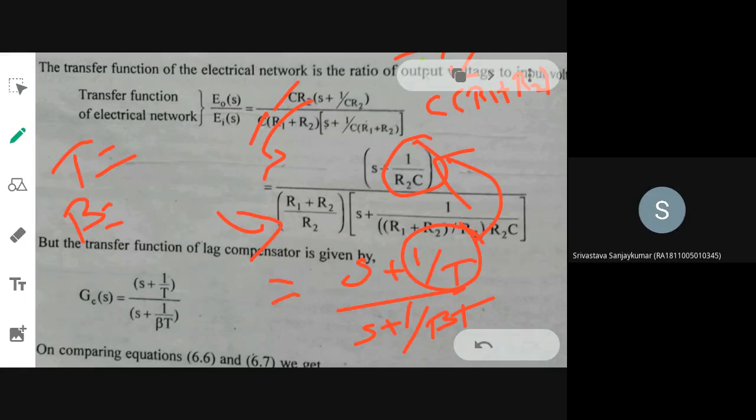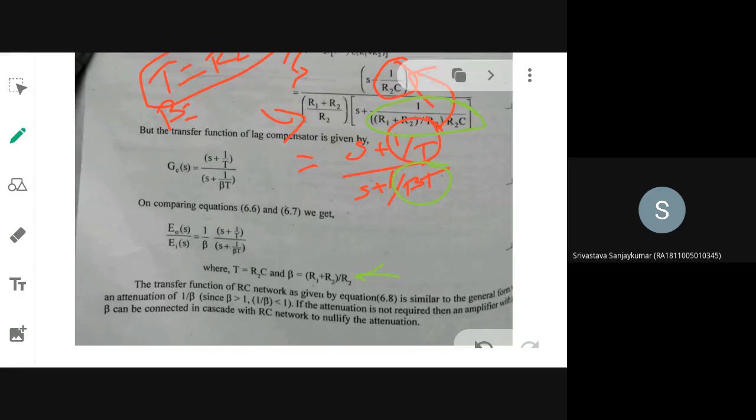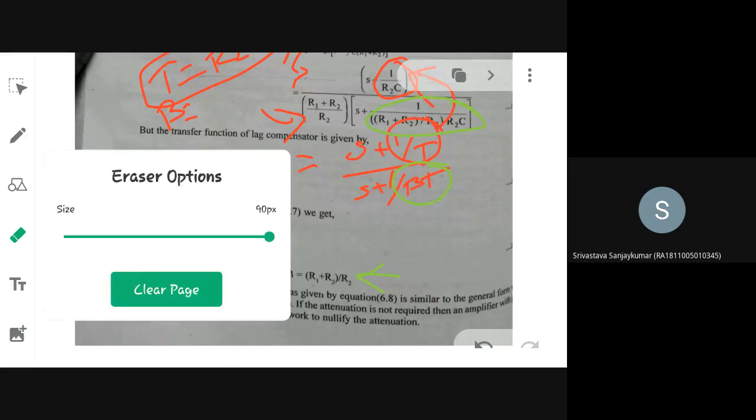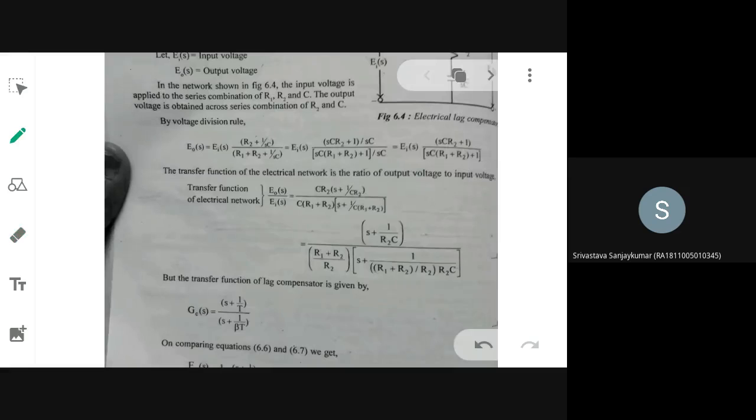So T is equal to R2 C. Similarly, next you have to equate this beta T to this term and tell me what is beta. Beta is equal to (R1 plus R2) by R2, that is, R1 plus R2 divided by R2. Okay, that is how you are showing that this lag compensator is equivalent to what type of filter?